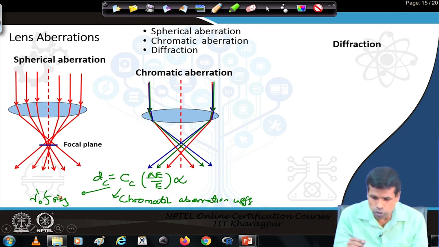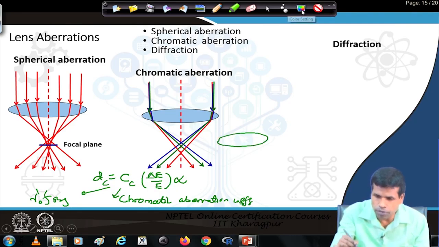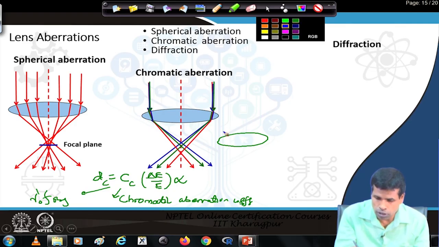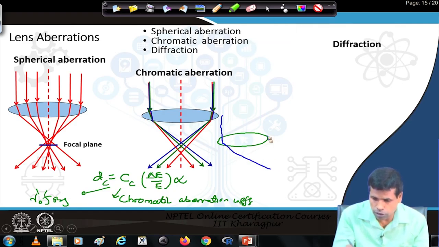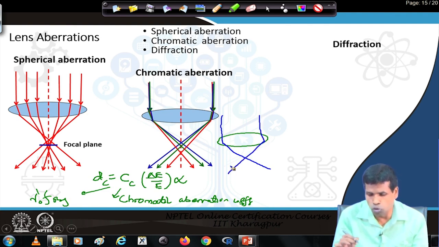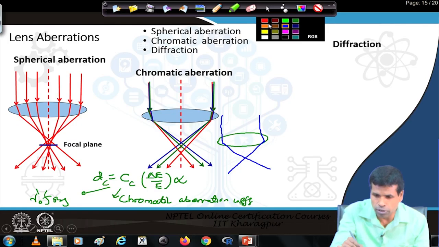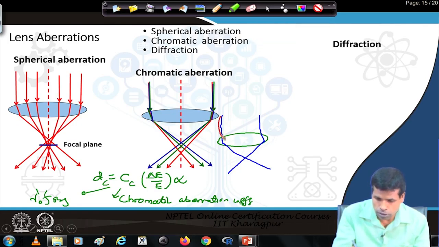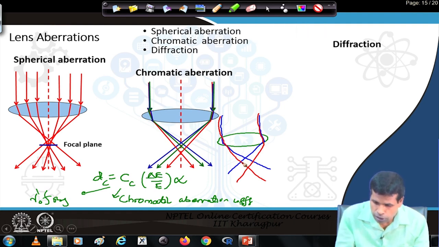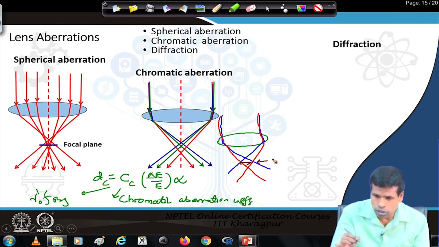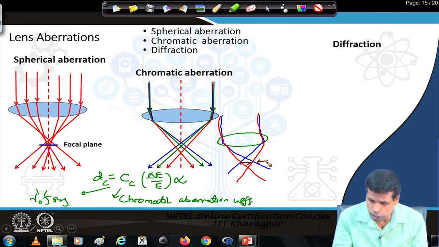Here we can also show, let us say this is a lens, and we have a blue focus, a focal point, and a red focus here. Now, if you see here, this part is called the disk of least confusion.